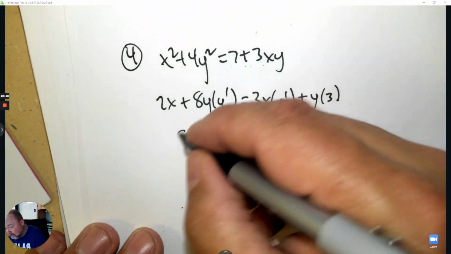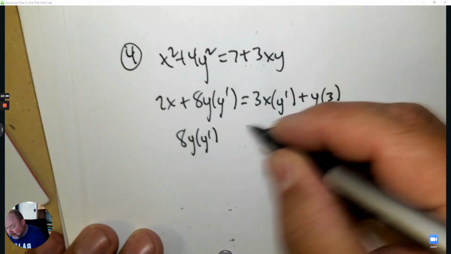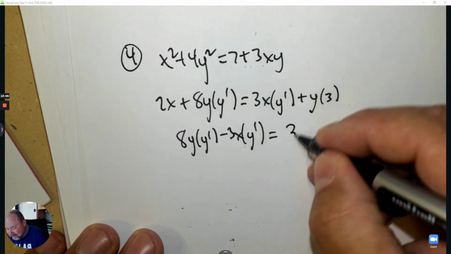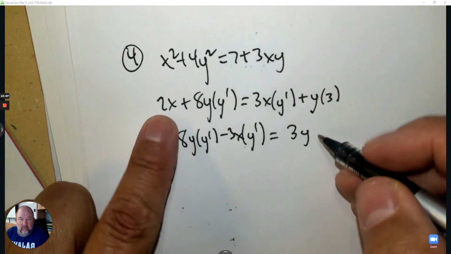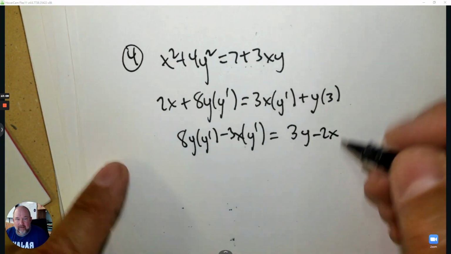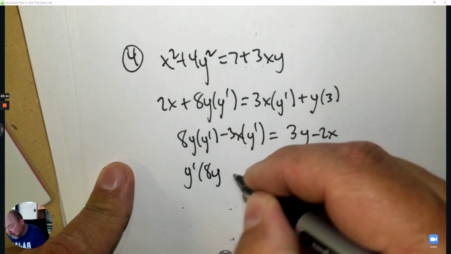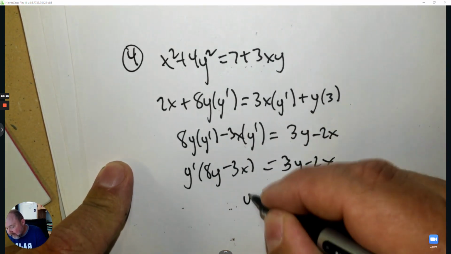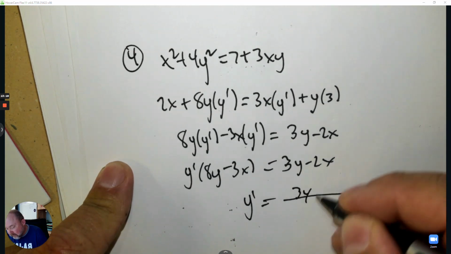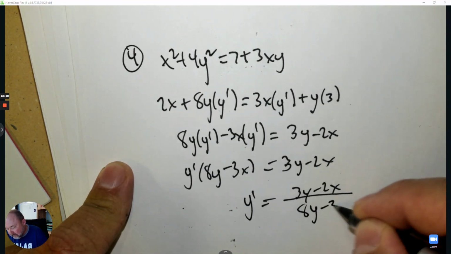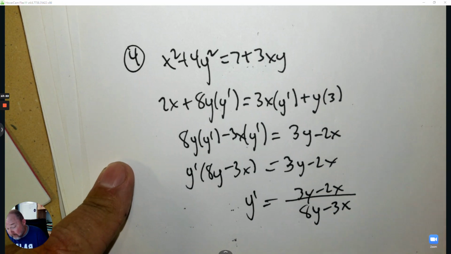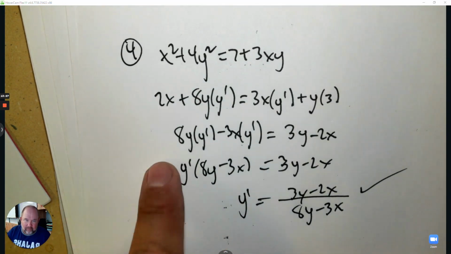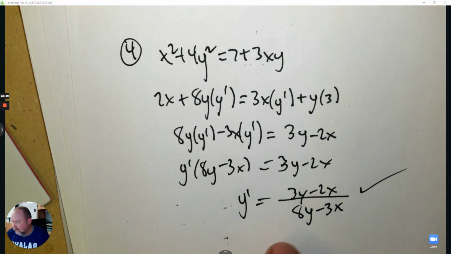Now we need the y primes together. So we're going to subtract 3x. And this is 3y. We're going to subtract 2x. And then we're going to factor out a y prime. So it's 8y, take away 3x, and then divide. And you have shown that they are equal to each other. The order doesn't matter, though the order does match. So can you show the steps implicitly to show that the derivative is that?